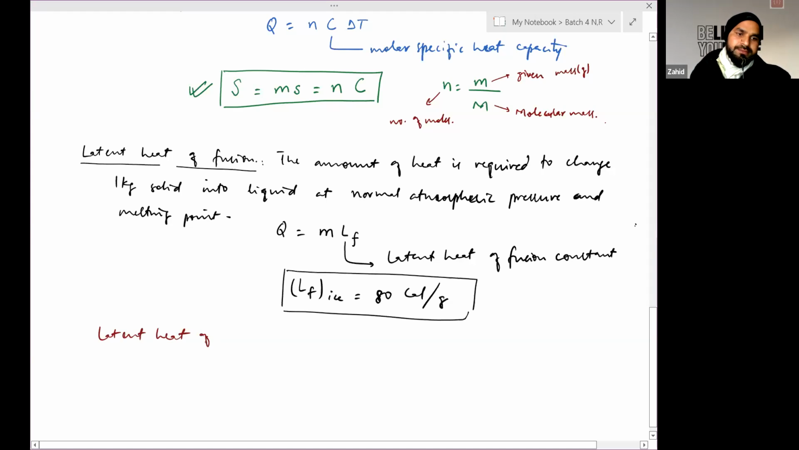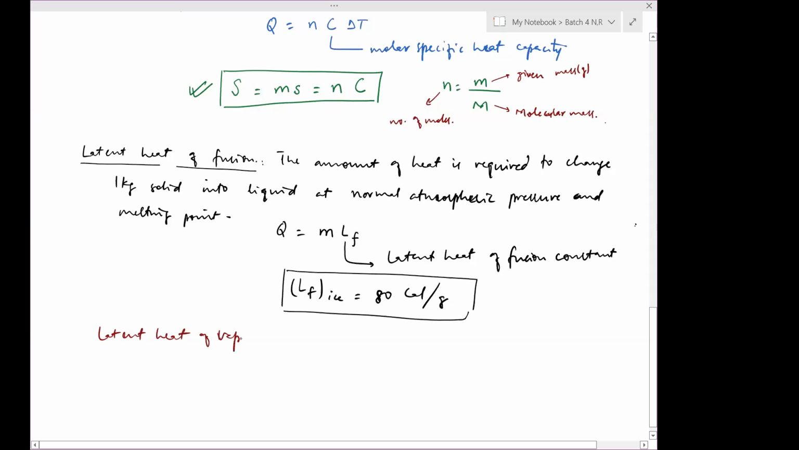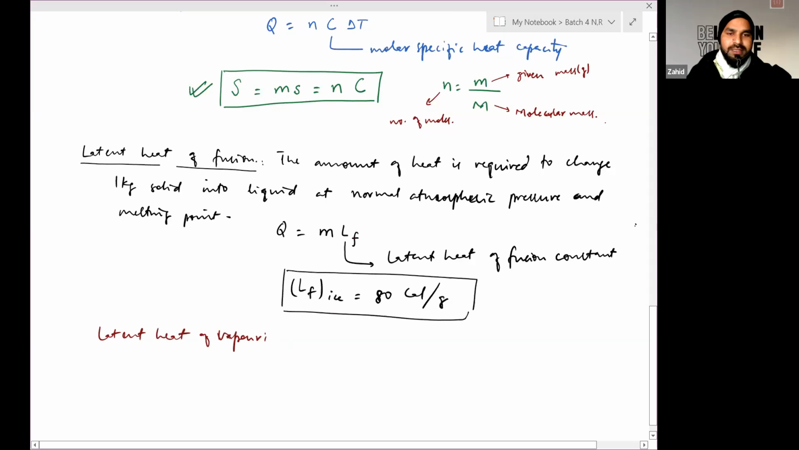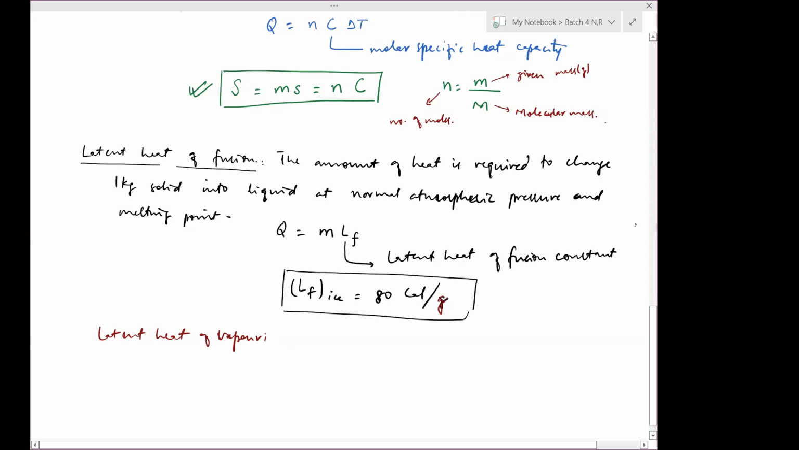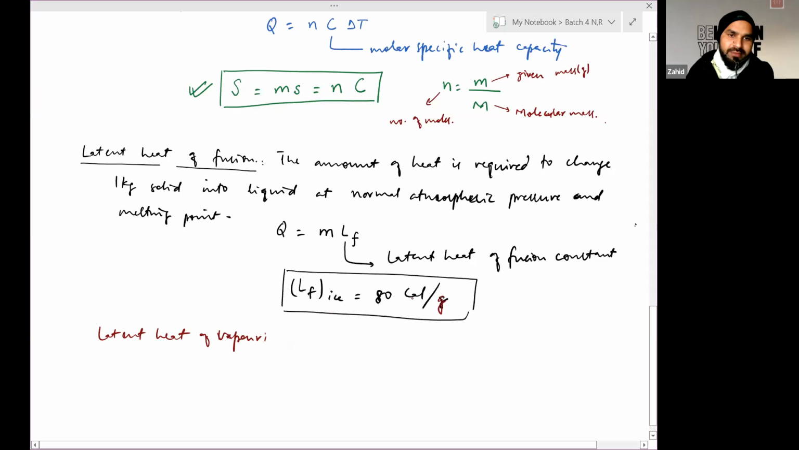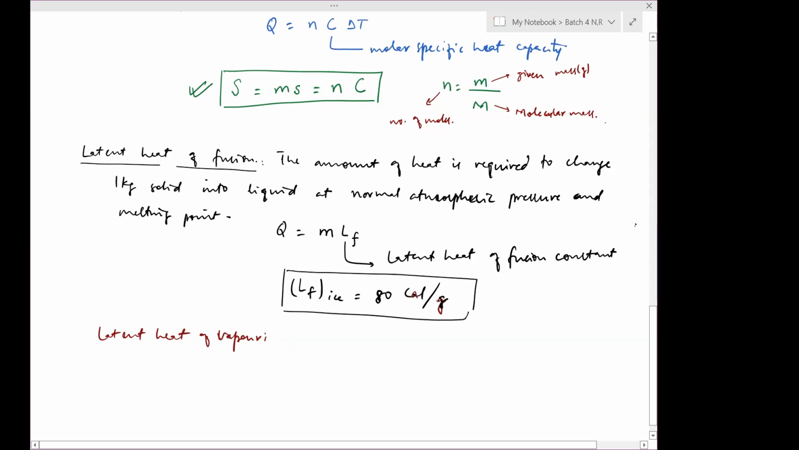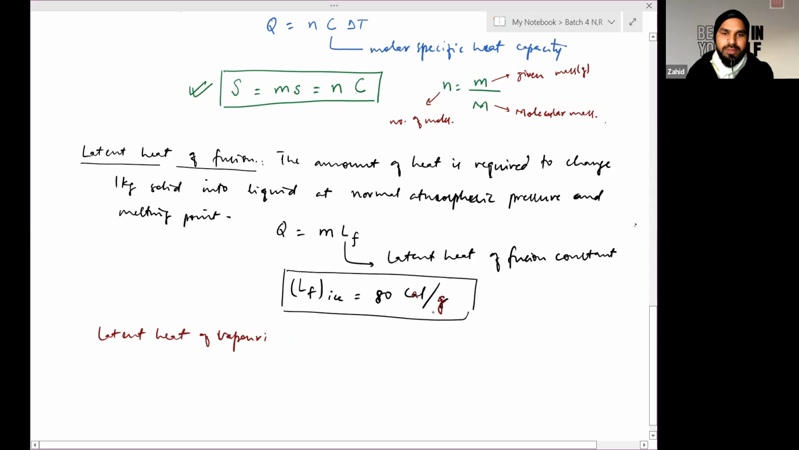I don't see how multiplying mass with latent heat of fusion will give us Q. Just see the unit. L has the unit calorie per gram, and the mass is in gram, so gram cancels and we get calorie. Okay, got it. I'm calculating in terms of calorie, it will be easier to remember.